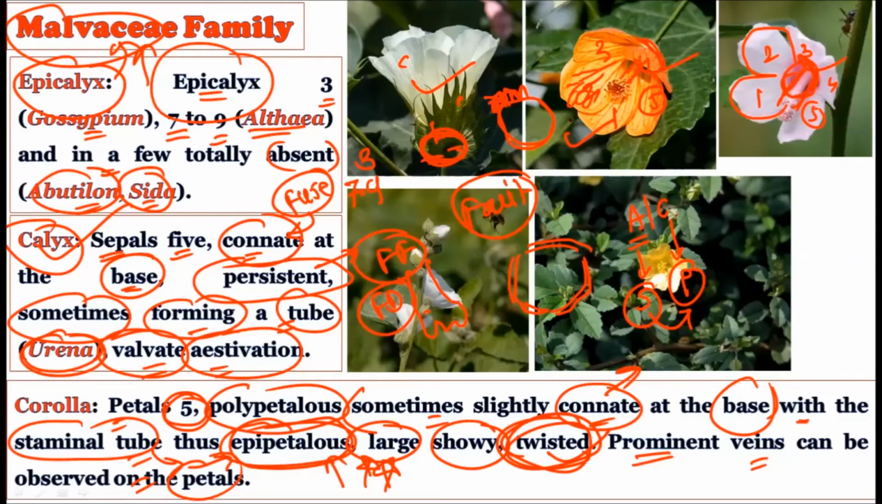Okay, so how are the petals, or how is the corolla? The petals are five. They are polypetalous, free at the apex, but they can be slightly fused or connate at the base. Then they have the staminal tube, and the staminal tube is attached to the petals, and hence the epipetalous condition is there. Then how are the flowers? Flowers are very large and showy, right? How is the corolla? A large showy corolla is there, twisted aestivation is present, and prominent veins can be observed in the petals.